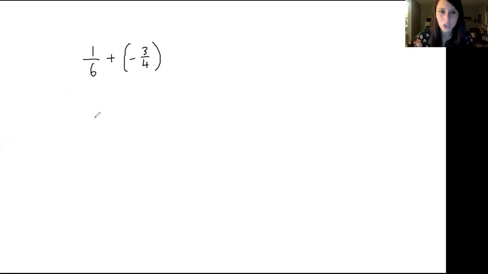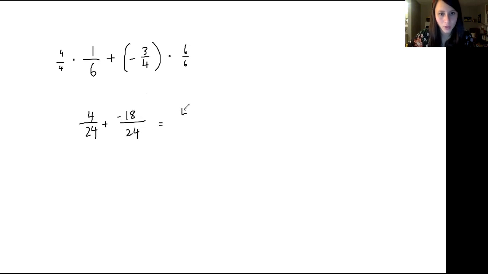Okay, number 4. So 1/6 plus negative 3/4. Okay, common denominator, I think 24 would work here. So I can multiply everything here by 4 over 4, multiply everything here by 6 over 6. And I've got 4 over 24 plus, I'm going to just keep my negative on the numerator. 3 times 6 is 18, negative 18 over 24.